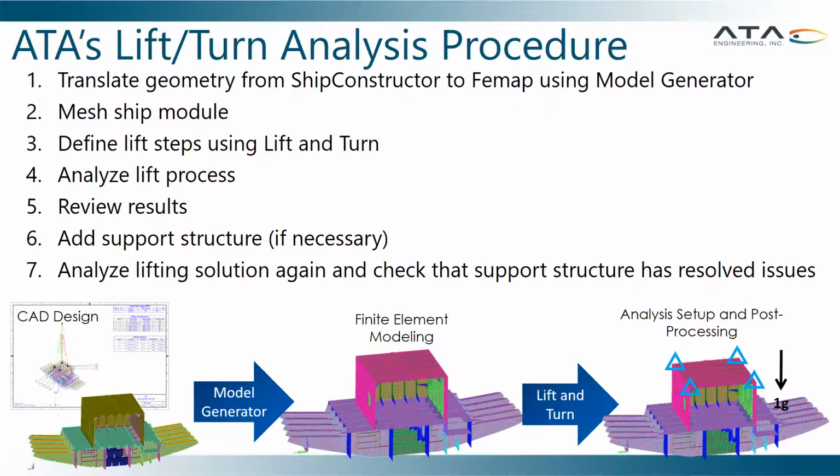Once you've used the lift and turn tool, you're ready to just hit the solve button and have Nastran analyze the lift process. And then you'd review the results and determine, based on the loads and the stresses you see in your results, whether or not you need to add any support structure to the ship. If so, then you can just analyze the lifting solution again once you've added that structure and check that that support has resolved the issues. If you've got positive margins at that point, you're ready to do your lift.